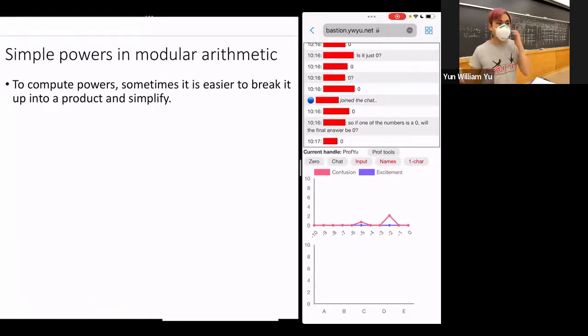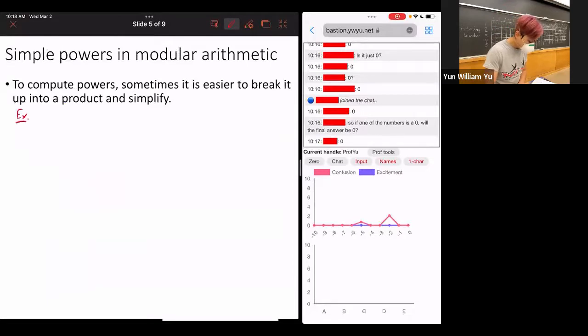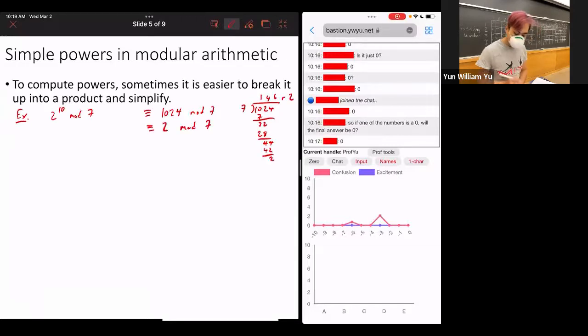But for simple powers, sometimes you can just think of it as a product, and you can break it up into lots of pieces. So for example, let's say I had 2 to the 10 mod 7. This is actually small enough that you could do it all in a calculator. This is equivalent to 1024 mod 7. Divide 1024 by 7, and the remainder is 2. So this is equivalent to 2 mod 7. Okay, so that's one way you could do it.